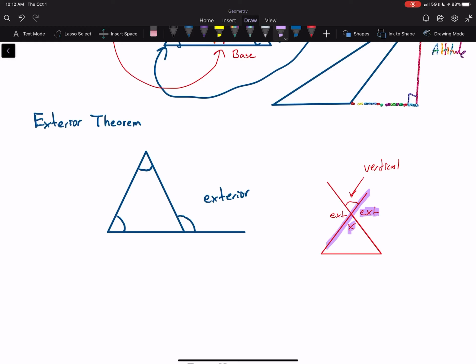Going back to our original example, this one's an exterior one. These all in here are interior angles. And this one over here, x, is an adjacent interior angle. So these two are remote interior.